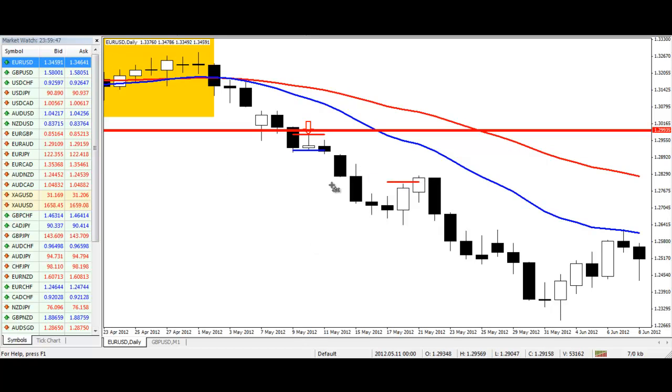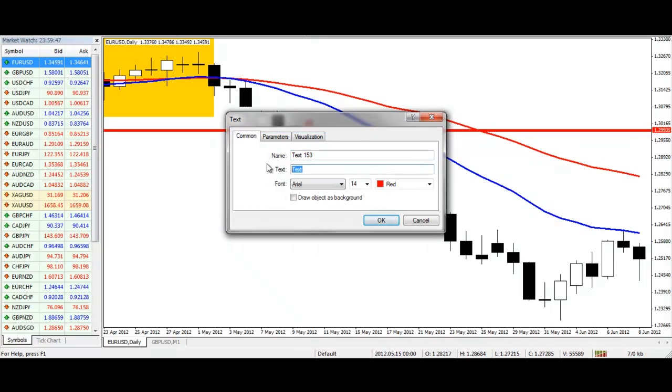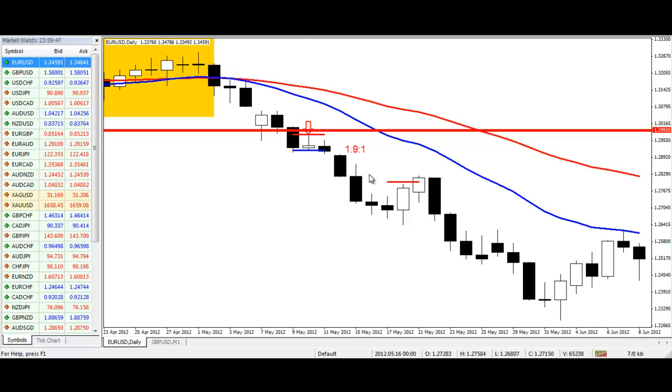In fact, we'll just put down a 1.9 reward to risk. 1.9 to 1. Because we risked 60 pips and made back almost 120 pips, which obviously indicates it was almost a 2-to-1 trade. And that's very nice. Let's keep going through and see what other trading opportunities present themselves.